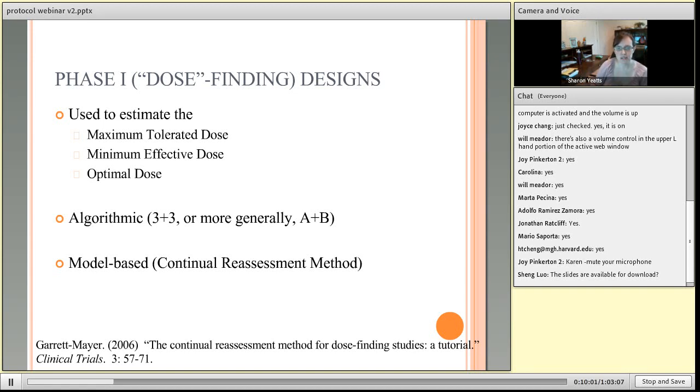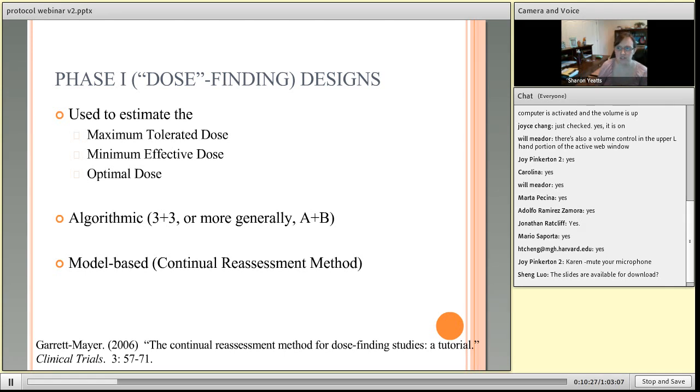So the model-based designs actually fit a dose-response curve after each cohort of patients has been observed. And so the dose at which the next cohort will be treated is determined by that model. So that's very nice. It's very statistically efficient. It uses all of the accumulated data, and it's been shown to have really nice properties. There's been a ton of research in this area.